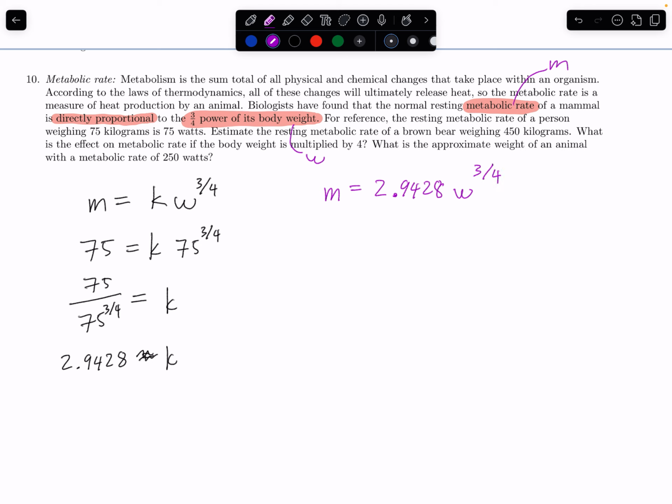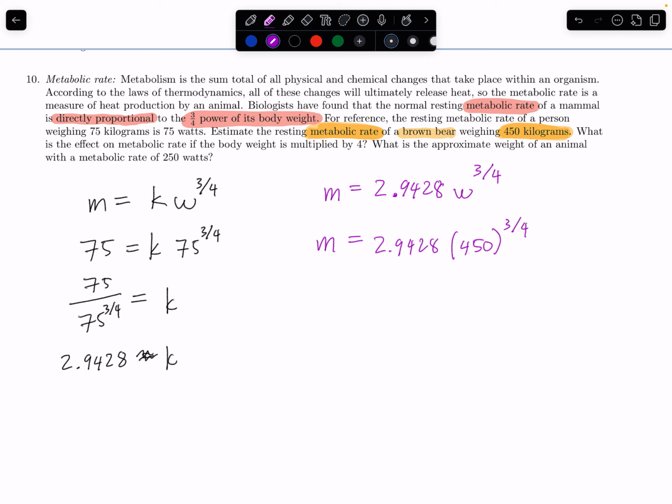What question are they going to ask? Let's find out. What's the question now? Estimate the resting metabolic rate of a brown bear weighing 450 kilograms. Okay, so they're giving us a new weight. We have to figure out the new metabolic rate. Let's plug that in. So we're solving for M, meaning M stays a variable, 2.9428, and W is 450 to the 3/4 power.